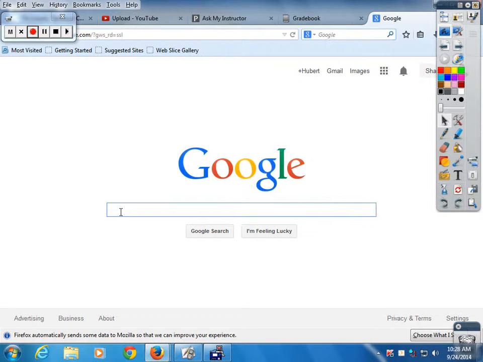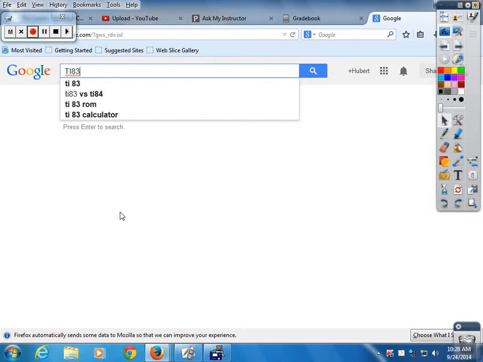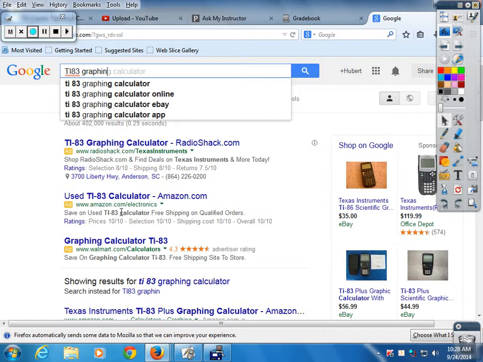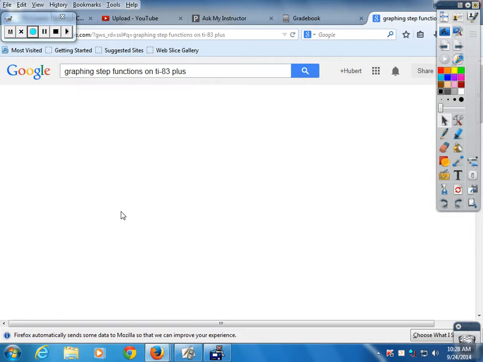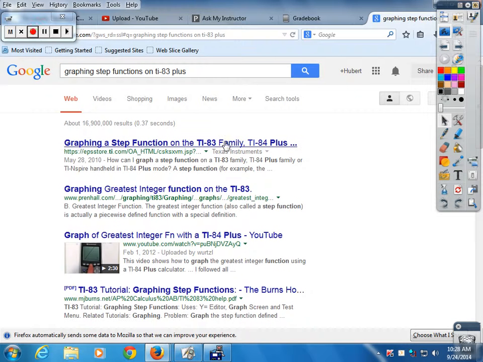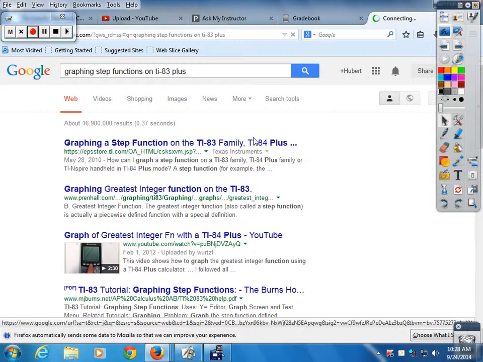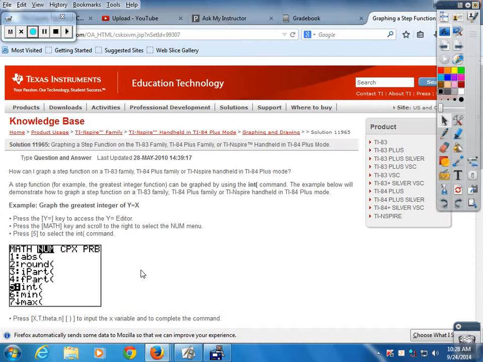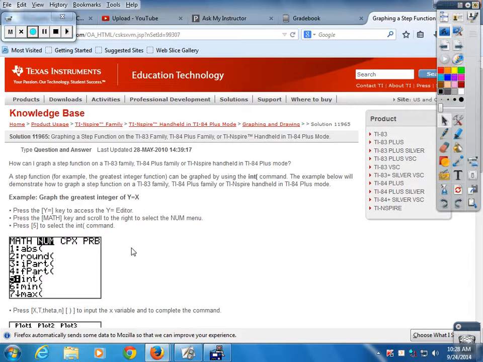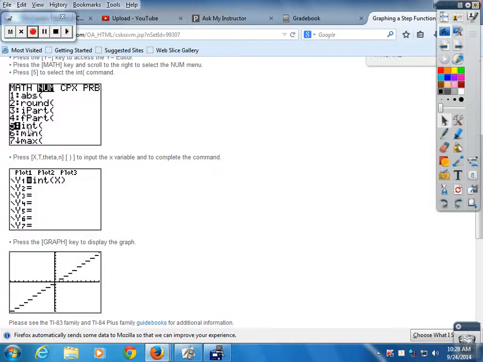TI 83 Google, graphing step function. There it is. Graphing a step function. I was right. It was interval. I'm so smart. No, I'm just stupid. Y is equal to interval right there, number 5 under number. And then plug it in.